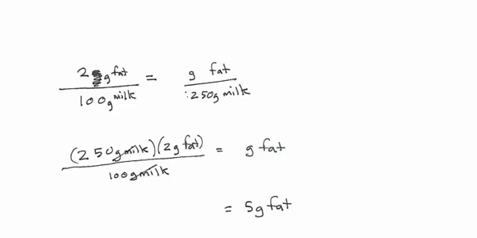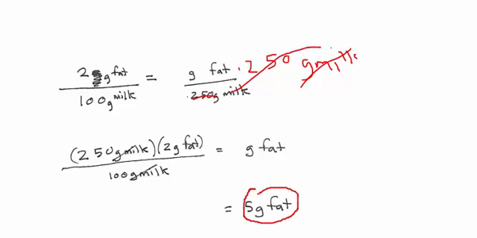Since I'm solving for grams of fat, I'm going to multiply both sides of the equation by 250 grams of milk. So on the right-hand side, my 250 grams of milk cancel out, and on my left-hand side, I multiply 250 by 2 and then divide by 100 to get an answer of 5. Notice that my units of grams of milk cancel out.